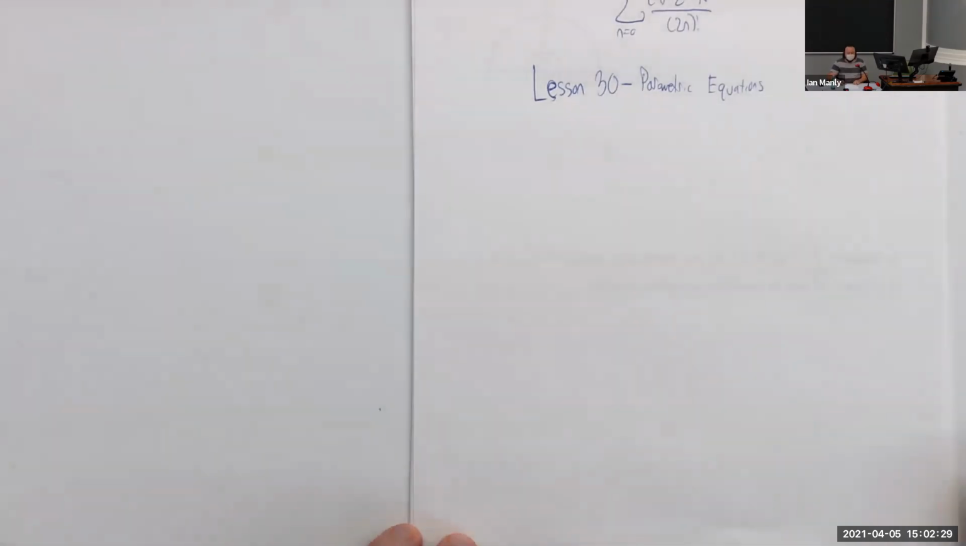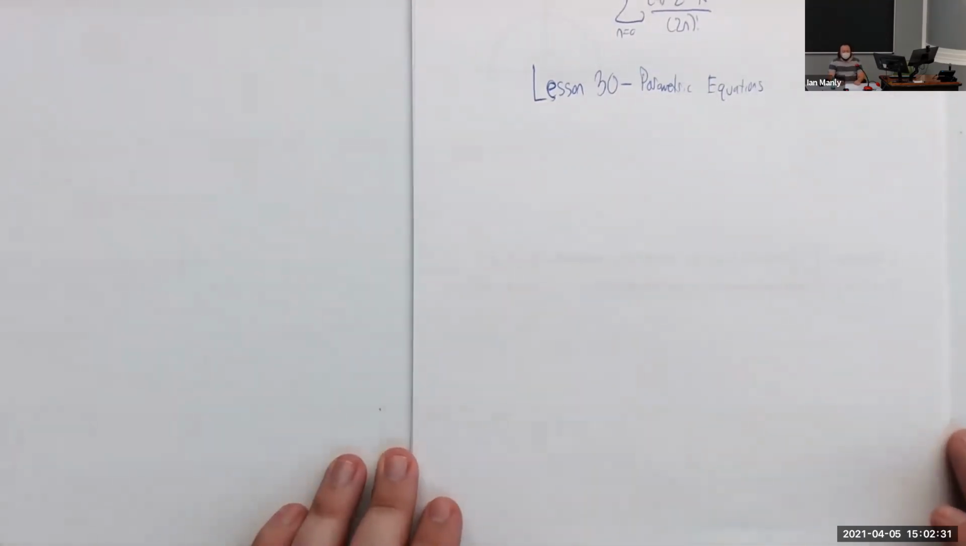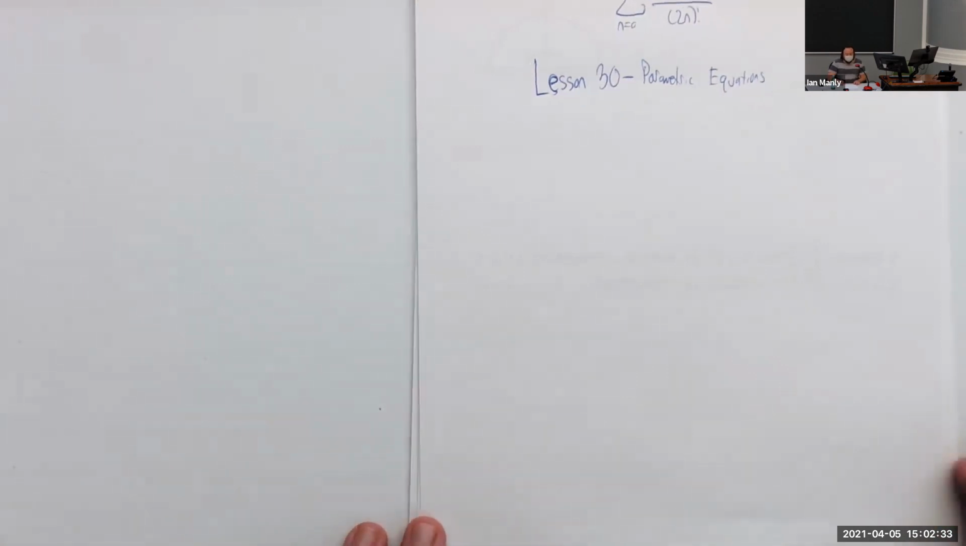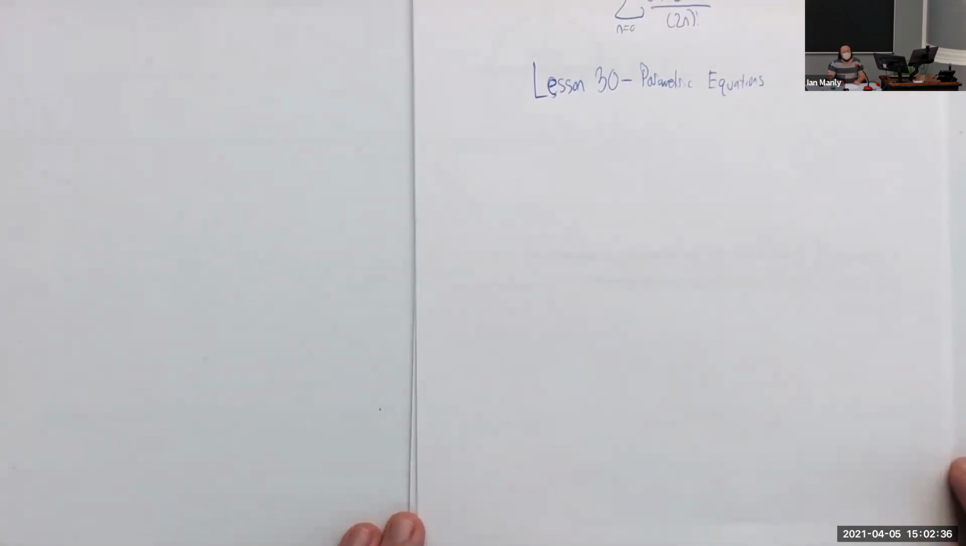So the first thing we're going to talk about are things called parametric equations. Now, what are these? Well, before I introduce what these are, I want to review what we are familiar with, which are dependent and independent variables.